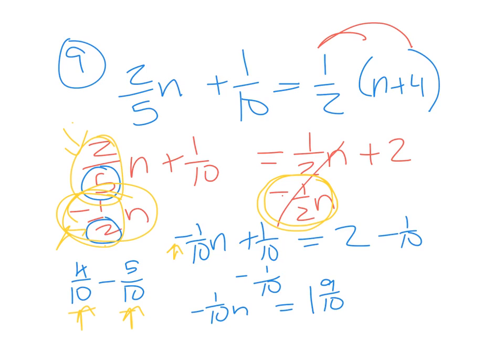So then to move the 1/10 over to the other side, you flip. Normally we would divide, but it's a fraction. So you flip it and multiply. So negative 10 over 1.